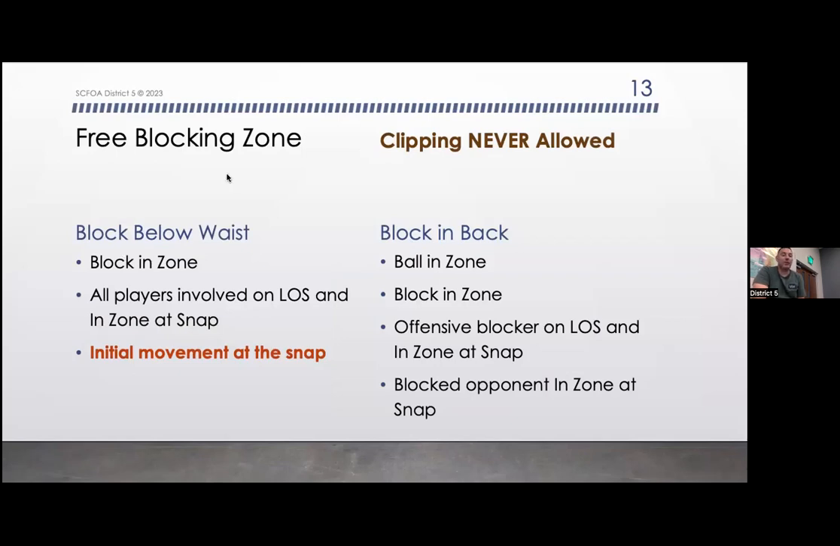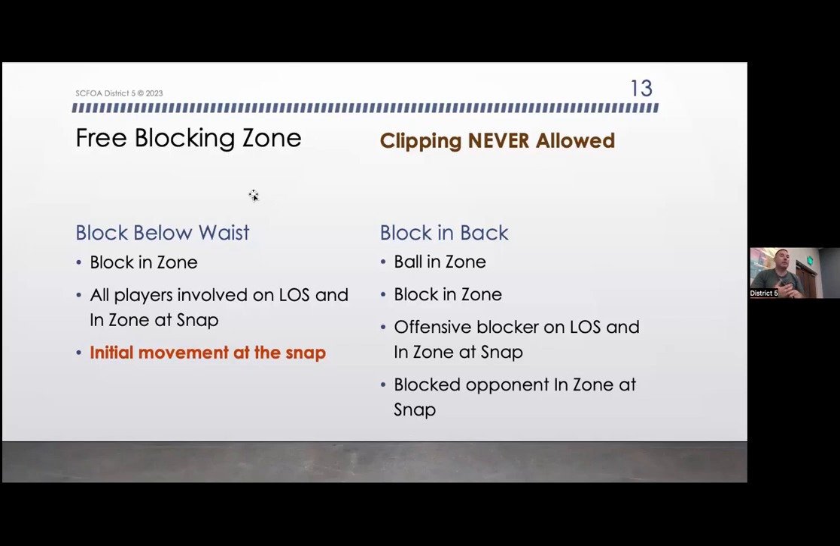So why do we talk about the free blocking zone? What does it mean? Well, it allows certain blocks that otherwise would be illegal. So a block below the waist is allowed in the free blocking zone if the block is in the zone, all players involved are on the line of scrimmage and in the zone at the snap. So again, that's where knowing that 4 yards on either side, and the initial movement at the snap.